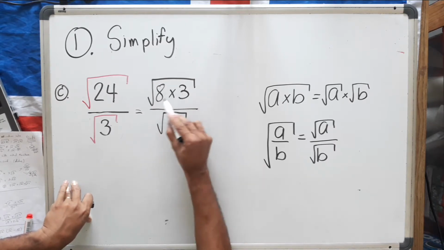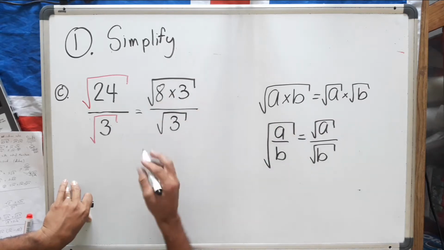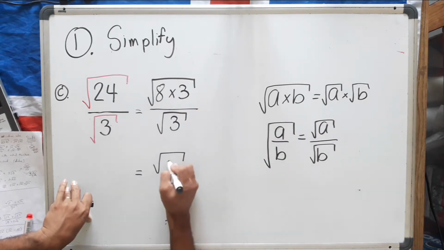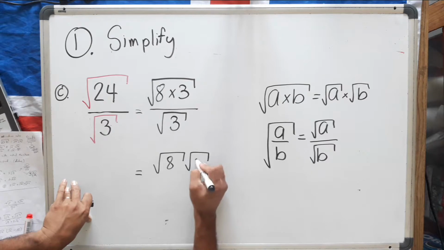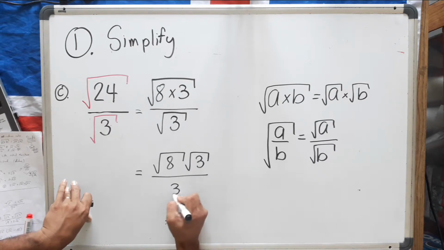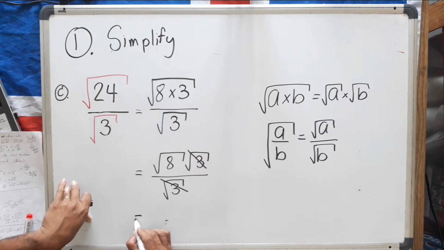I bet that we can apply this rule to this. The 8 will get its own square root sign. The 3 will get its own square root sign. And you're going to divide it by the square root of 3. This and this will cancel off, leaving you with the square root of 8.